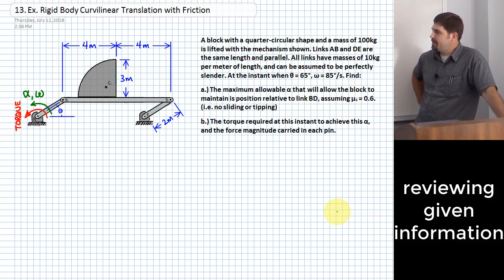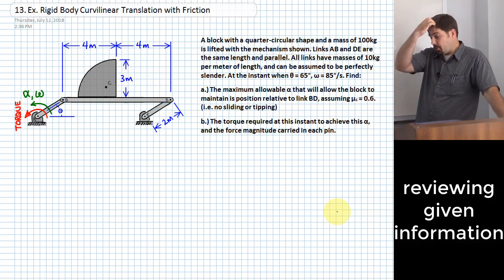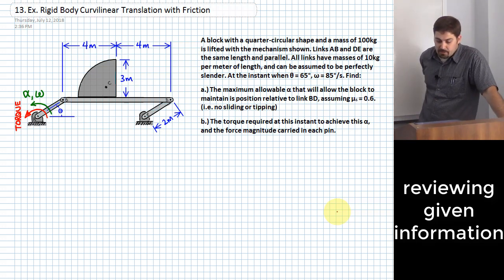In the next half, we're going to determine how much torque we have to apply at pin A to actually achieve this angular acceleration alpha that we found in the first part. And then under that torque and the motion of everything else, we want to determine the magnitude of the force carried in each of the pins in the linkage. There are 4 different pins there. We're going to figure out the force magnitude in each one of those pins.